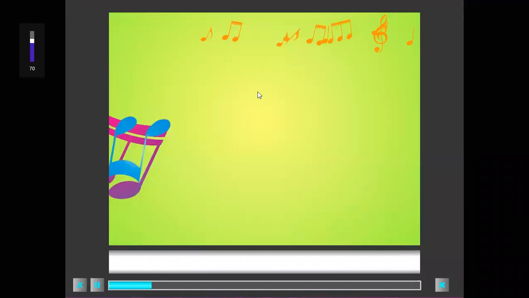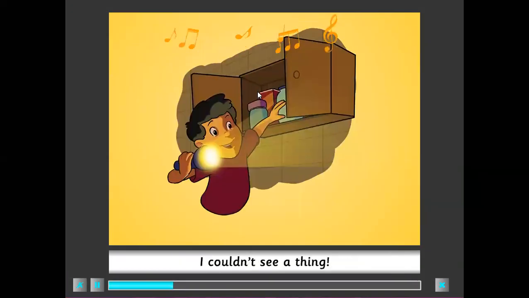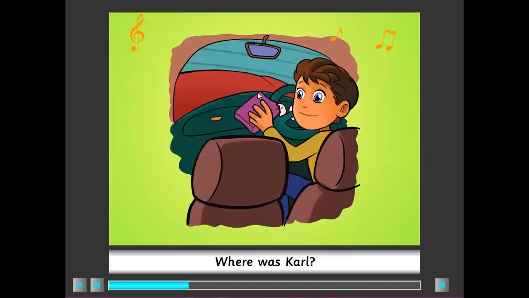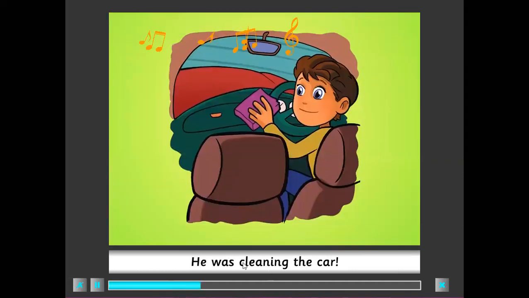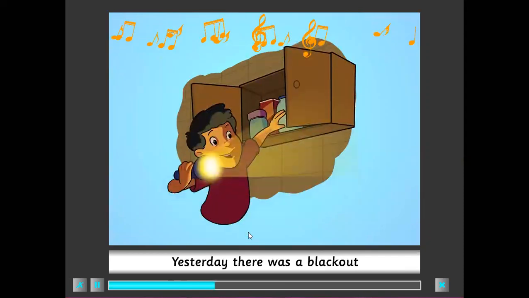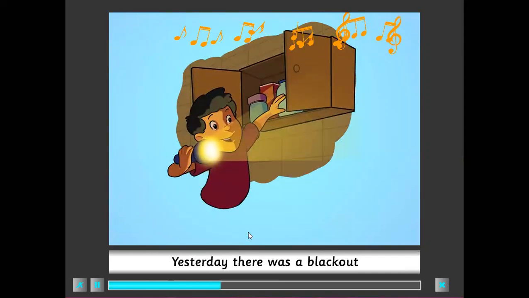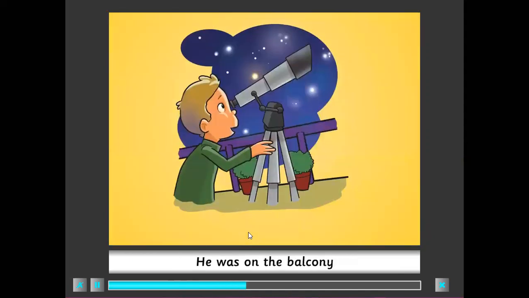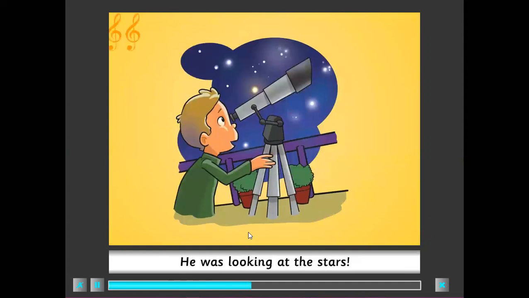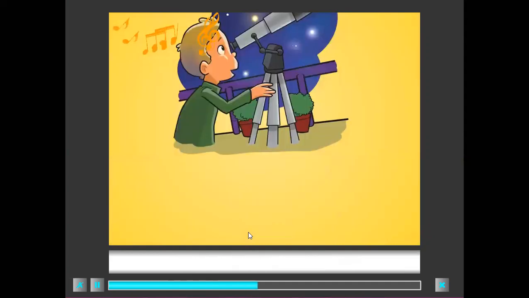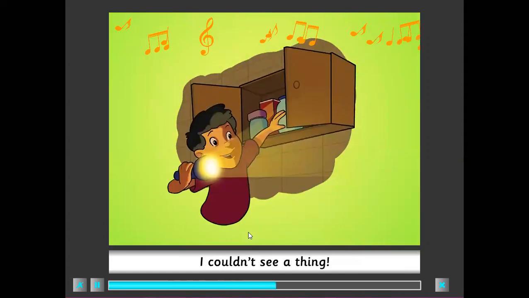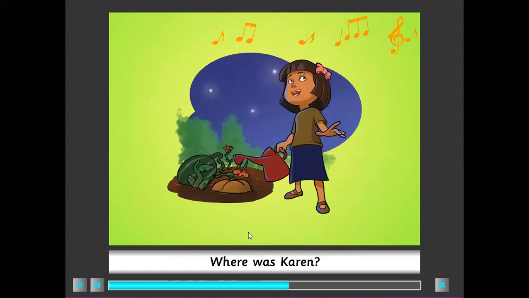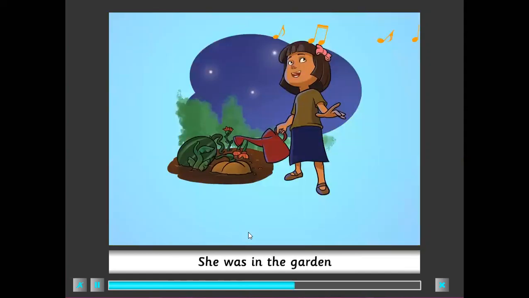Yesterday there was a blackout, I couldn't see a thing. Where was Carl? He was in the garage, he was cleaning the car. Yesterday there was a blackout, I couldn't see a thing. Where was Anthony? He was on the balcony, he was looking at the stars. Yesterday there was a blackout, I couldn't see a thing. Where was Karen? She was in the garden, she was watering the plants.